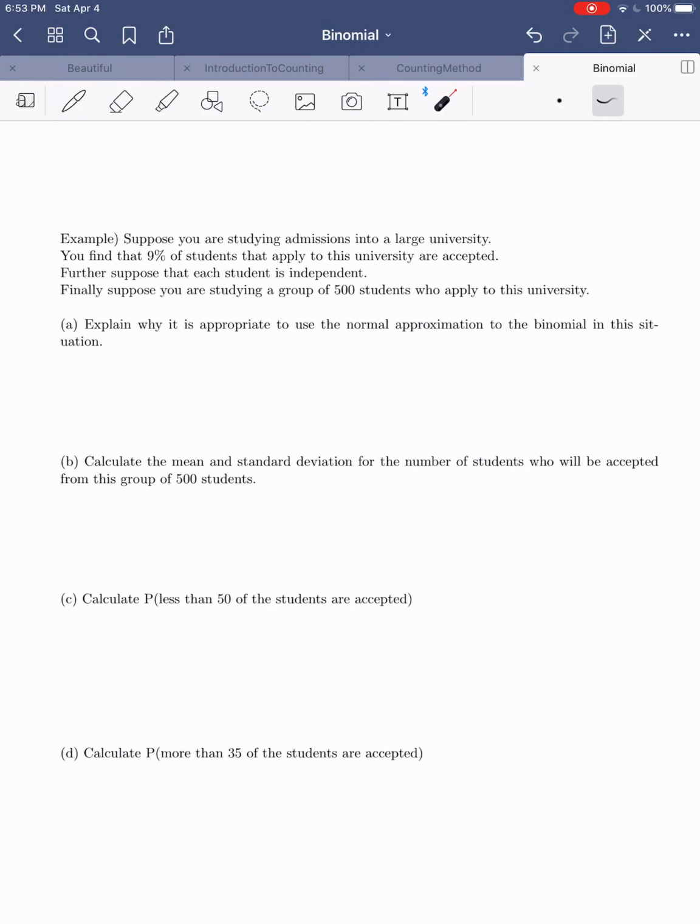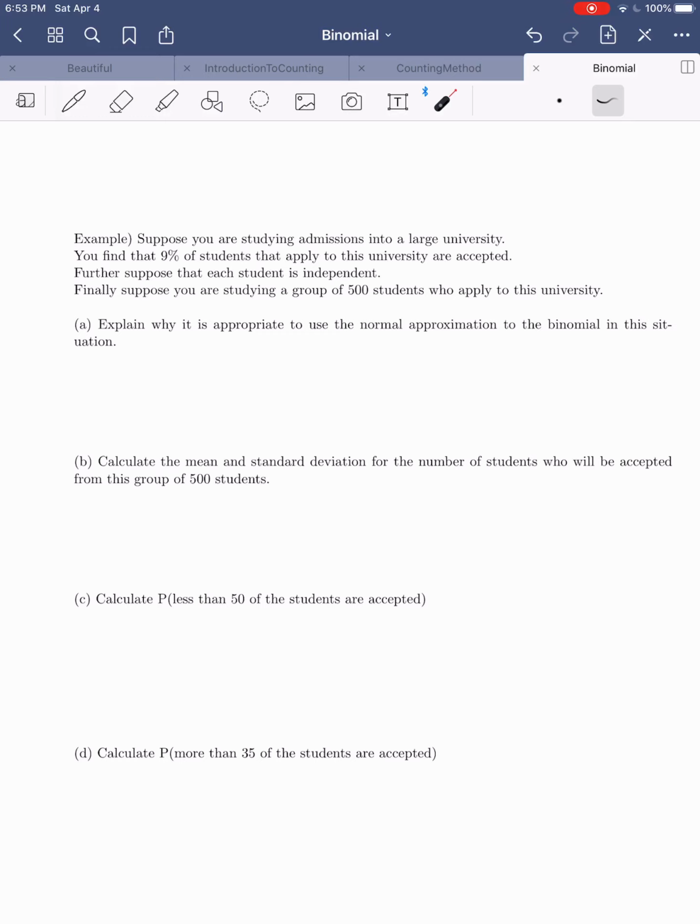So we've got this example here. We're going to suppose you are studying admissions into a large university. You find that 9% of the students that apply to this university are accepted. And we're going to further suppose that each student is independent. And finally, we're going to suppose that you are studying a group of 500 students who apply to this university.